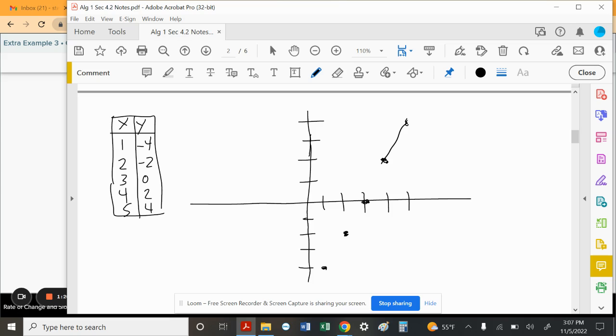So I can figure out all those rates of change, but I could also just draw it and see if it's a line. Remember that a straight line has to be straight. It cannot have any turns in it. It cannot be a V. It cannot be anything like that. So in this case, I would do that.